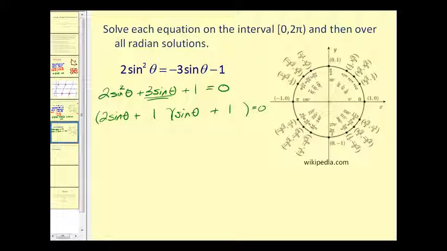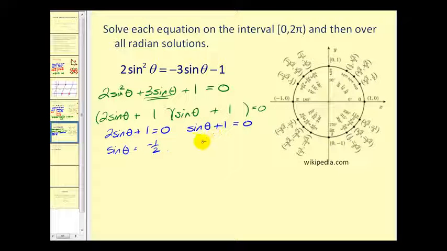So either of these must equal 0. So let's set this equal to 0 and solve. So here we'll subtract 1 divided by 2. Here we'll just subtract 1. Okay, let's go ahead and see if we can find the correct angles to solve this.